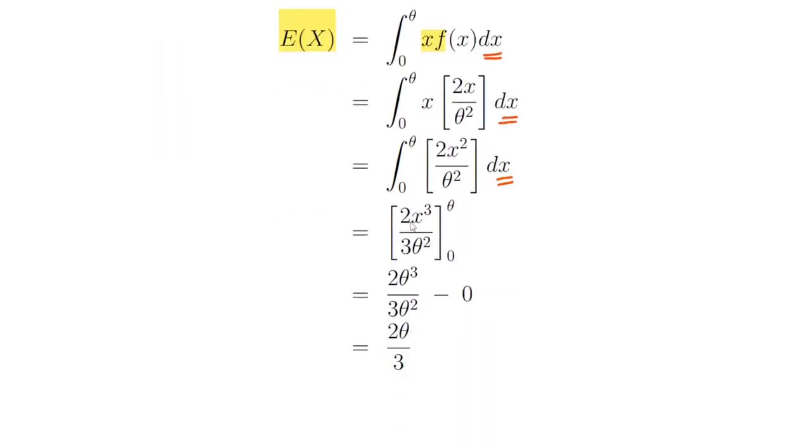So the expression becomes 2x cubed divided by 3 theta squared, where x goes from 0 to theta, the upper and lower limits of the integral. We evaluate this expression at theta and then 0. We can disregard 0 because it just goes to 0. So we get 2 theta cubed divided by 3 theta squared. Theta squared cancels out, and we are still left with the 2/3. So essentially the expected value of x is 2 theta divided by 3.